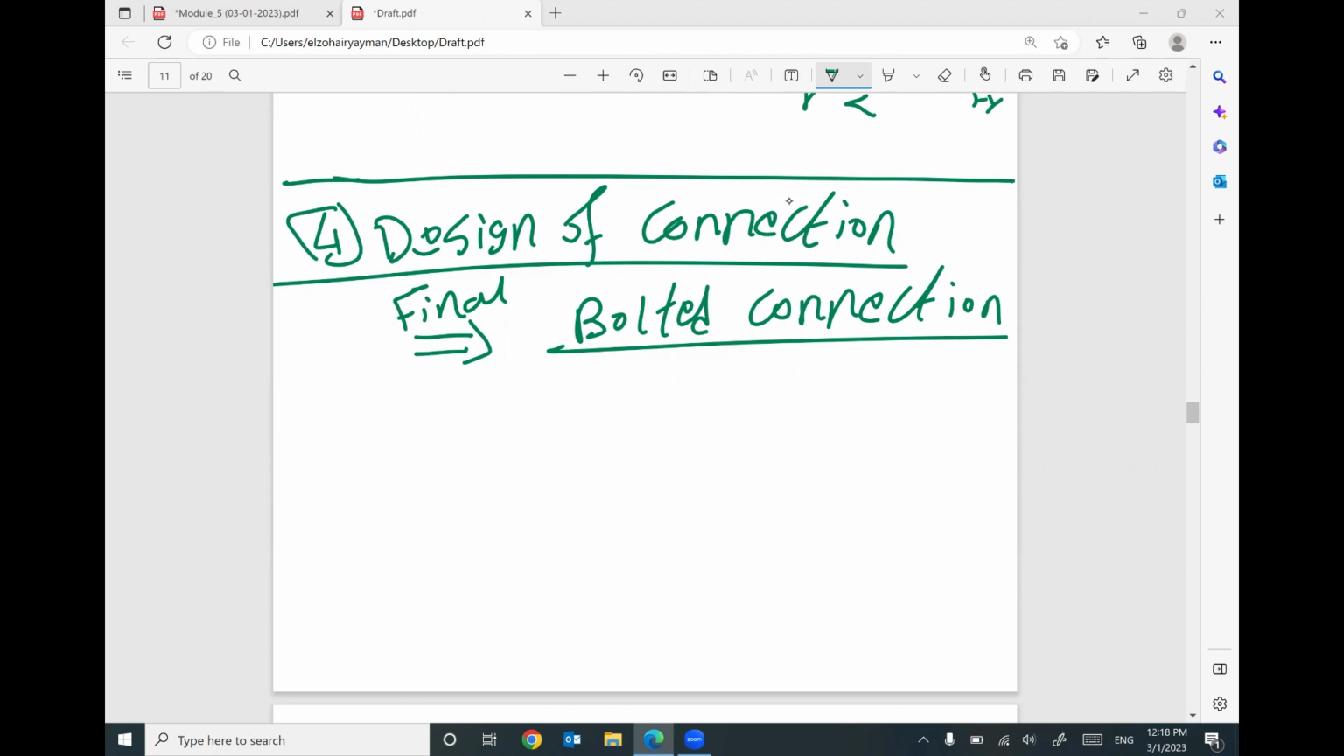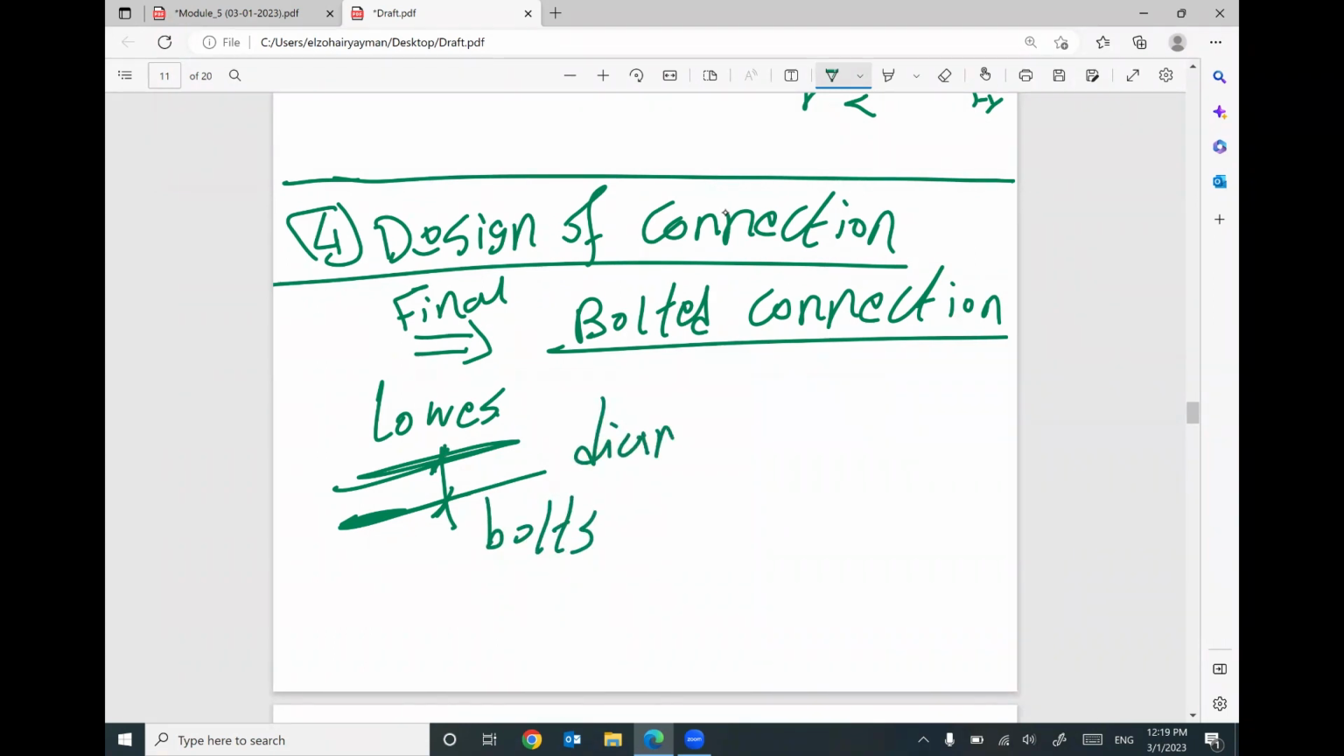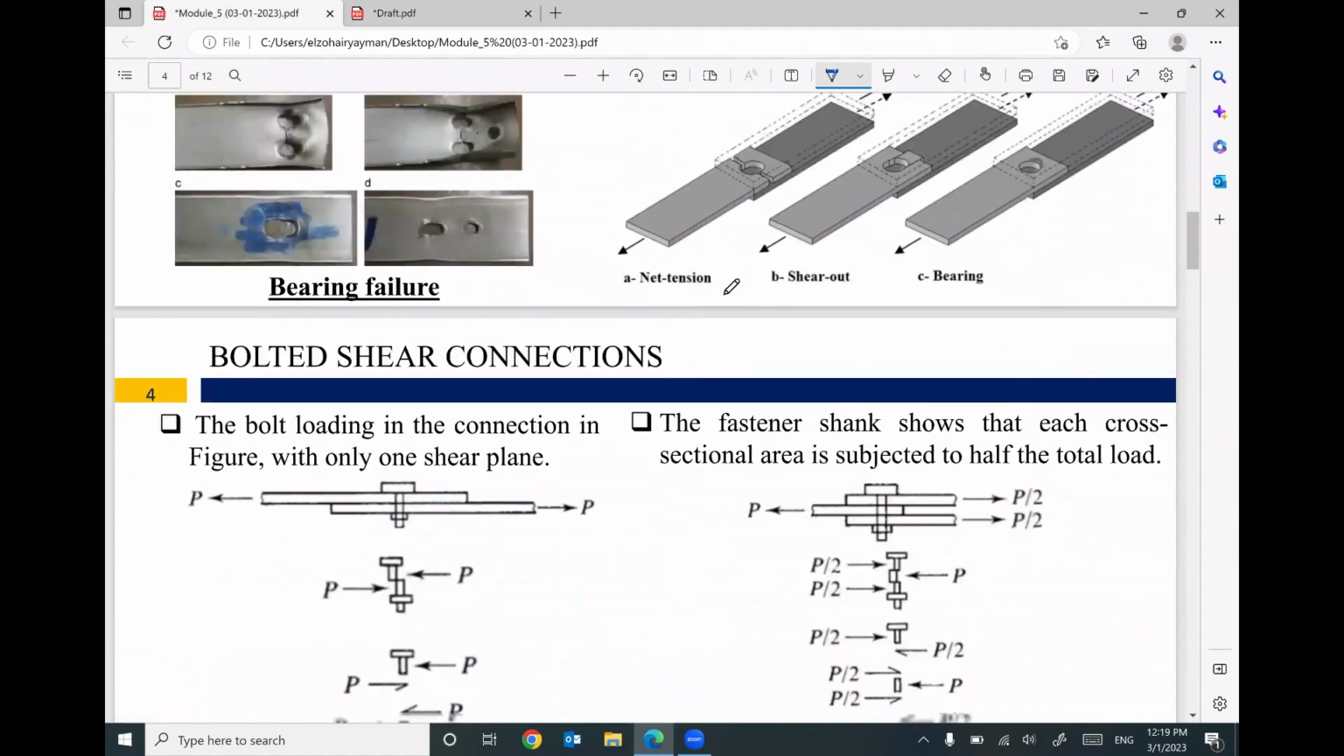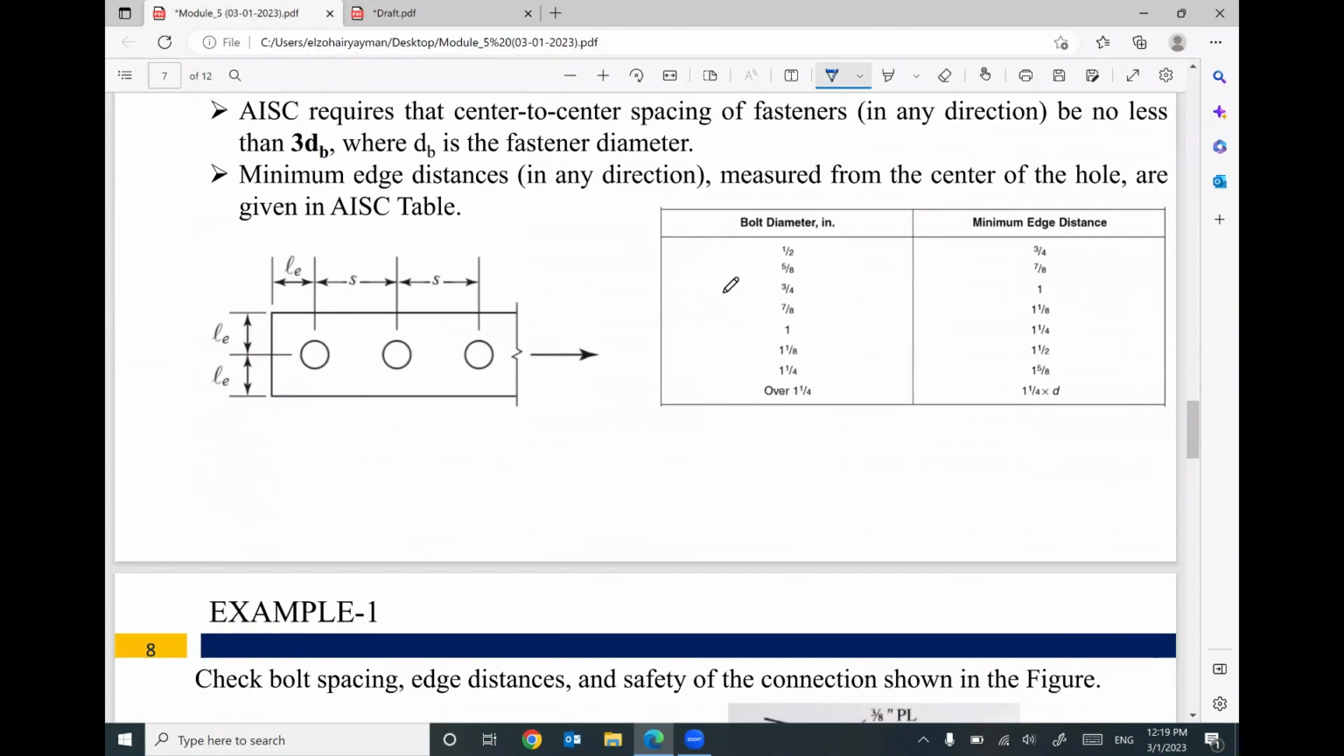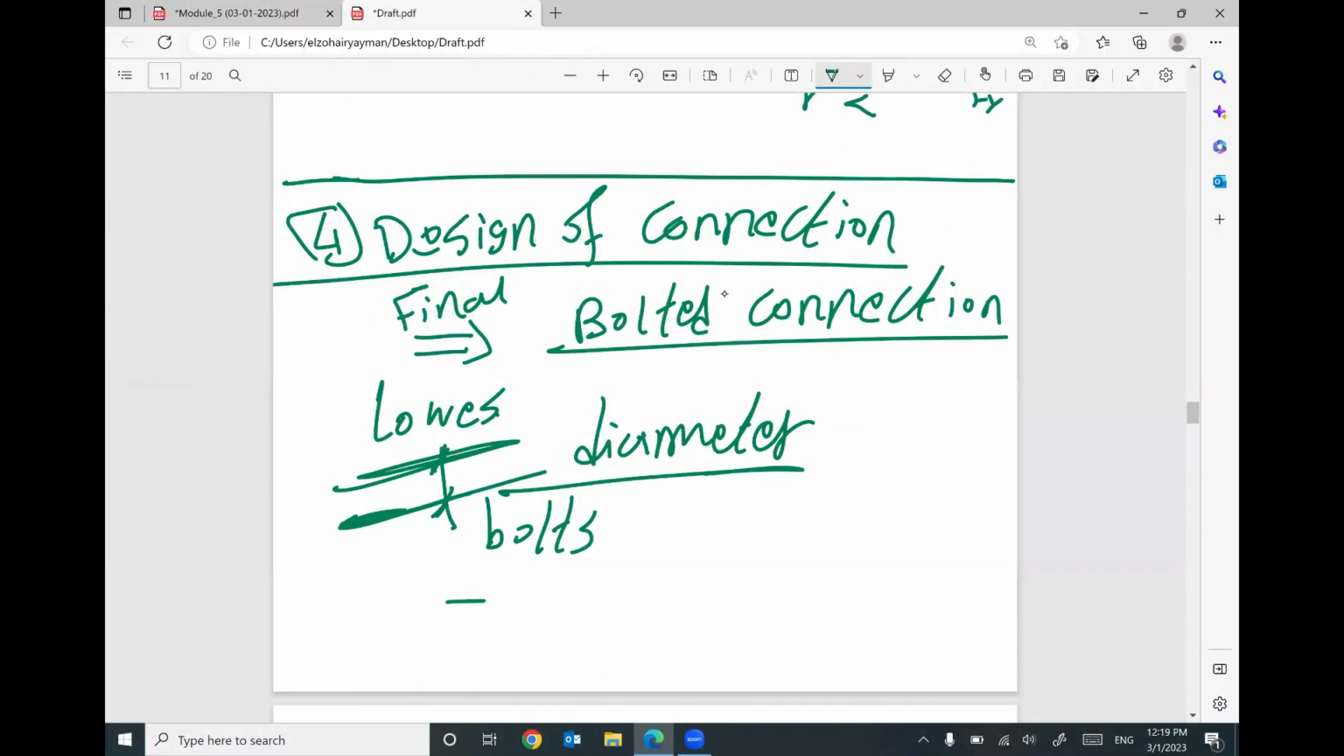I will say number of bolts. Diameter, we don't have a choice for diameter, because if you go to Lowe's or Home Depot, you will find ready bolts. So the diameter of these bolts will be ready. We don't have a choice. You will see here a table. These are the available diameters: half inch, 5/8 inch, 3/4, 7/8, 1. You can select one of them. Once you select one of them, go ahead and tell me how many.